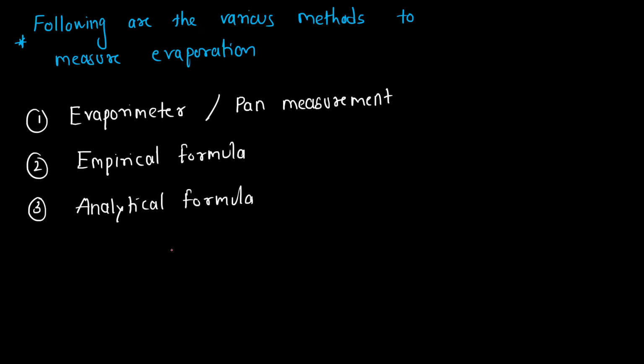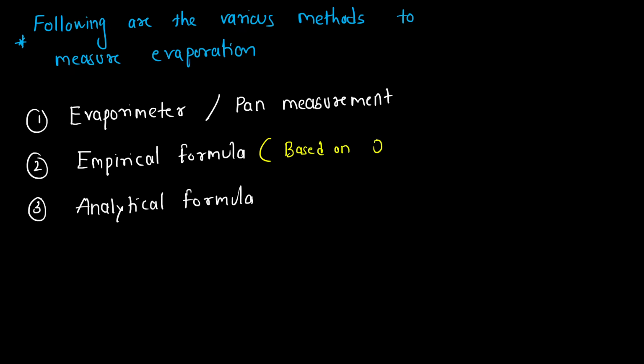So in the previous video, we have completed the evaporimeter or the pan measurement method. Now in this video, we are going to start with these empirical formulas. As I have told you in the previous lecture, these empirical formulas are the formulas which do not have any mathematical derivation. Okay, these are directly derived from the field experiments.